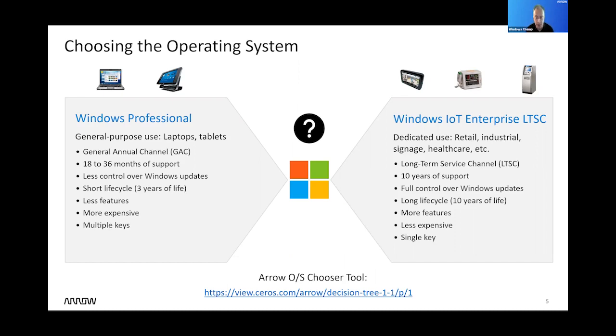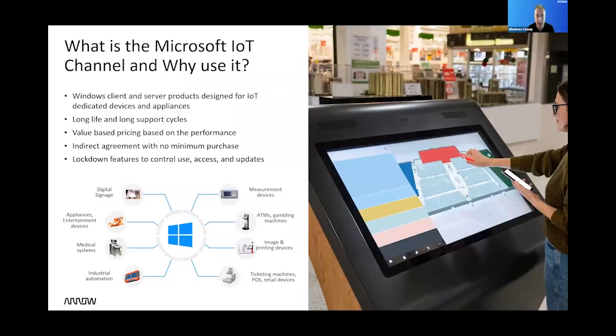Let's go to the next slide, where we'll talk about what the Microsoft IoT channel is and why to use it. In the big picture here, we have a person using a kiosk in a mall for directions, and that is dedicated so that the user cannot interact with the Windows desktop or change things. And we certainly don't want that getting a Windows update during the middle of the day. You want it to show the mall map and nothing else. That is a perfect example of an OEM appliance that is perfect for Windows IoT.